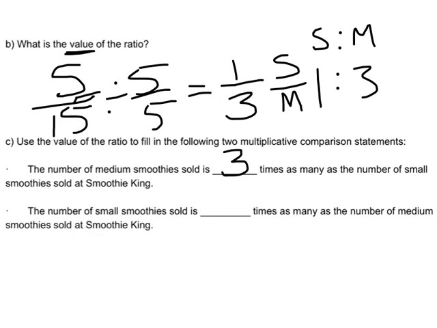The number of small smoothies sold is blank times as many as the number of medium smoothies sold at the Smoothie King. That's right, so it's actually less, right? The small smoothies are 1 and 3, so 1 out of every 3 smoothies sold is small. So you've got 1 out of 3, or 1/3 times as many as the number of medium smoothies.